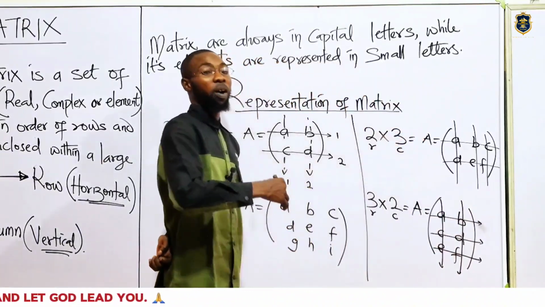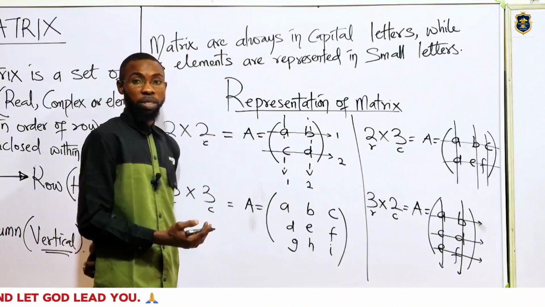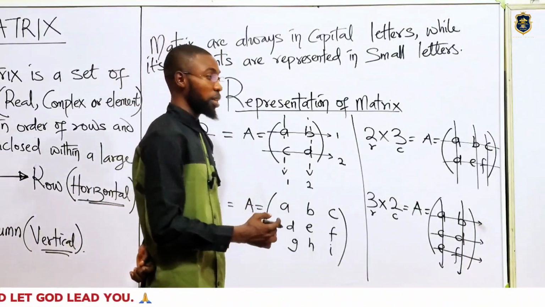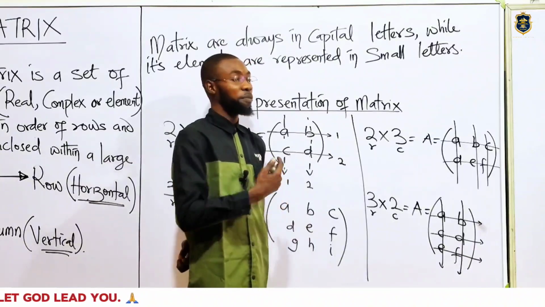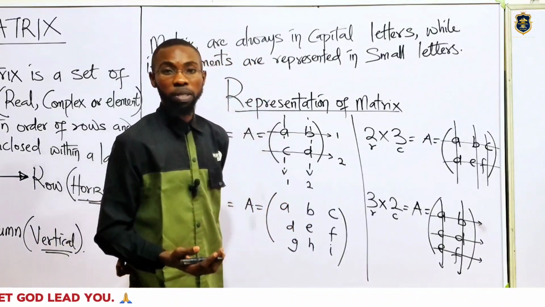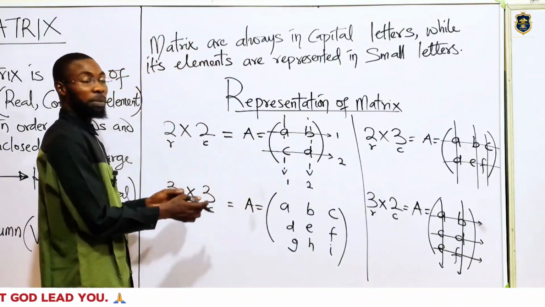We also have other different types of representation of matrix: 3 by 1, 1 by 3, 4 by 4, 4 by 3, 4 by 2, and so on. There are different forms in which we can represent them. But for the sake of this course, we'll just be giving you them in this order.